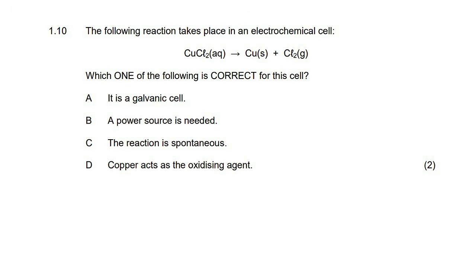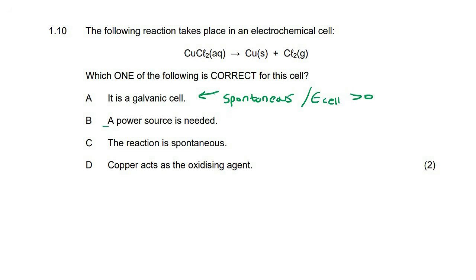The following reaction takes place in an electrochemical cell. Which of the following is correct for this cell? So what I want us to do is focus our attention on A and B. We should know from electrochemistry that if it is a galvanic cell, that is when everything is spontaneous, the one where you have 2 half cells, and if you work out the value of the cell potential, it's always bigger than 0.